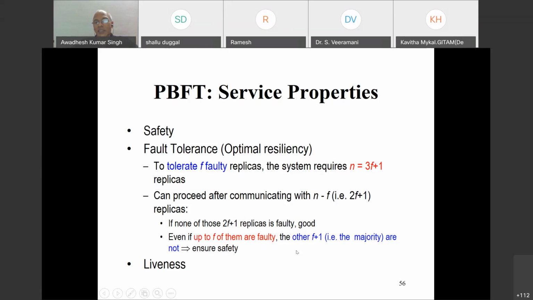And the third one is liveness. So you may argue that if you are ensuring safety, fault tolerance, as well as liveness, then where is the FLP? Of course, it is still there.